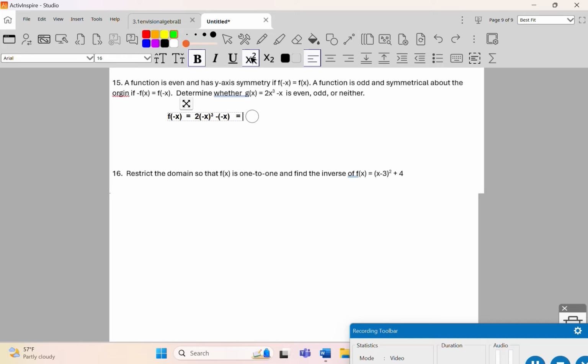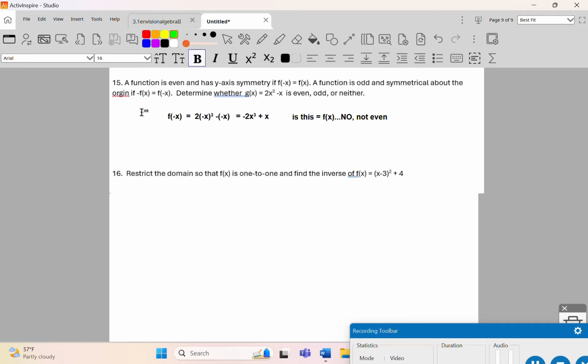So if I take a negative and cube it, I have a negative. And a negative times a negative is positive. Now, ask yourself, is this equal to f of x? And the answer is no, so not even.